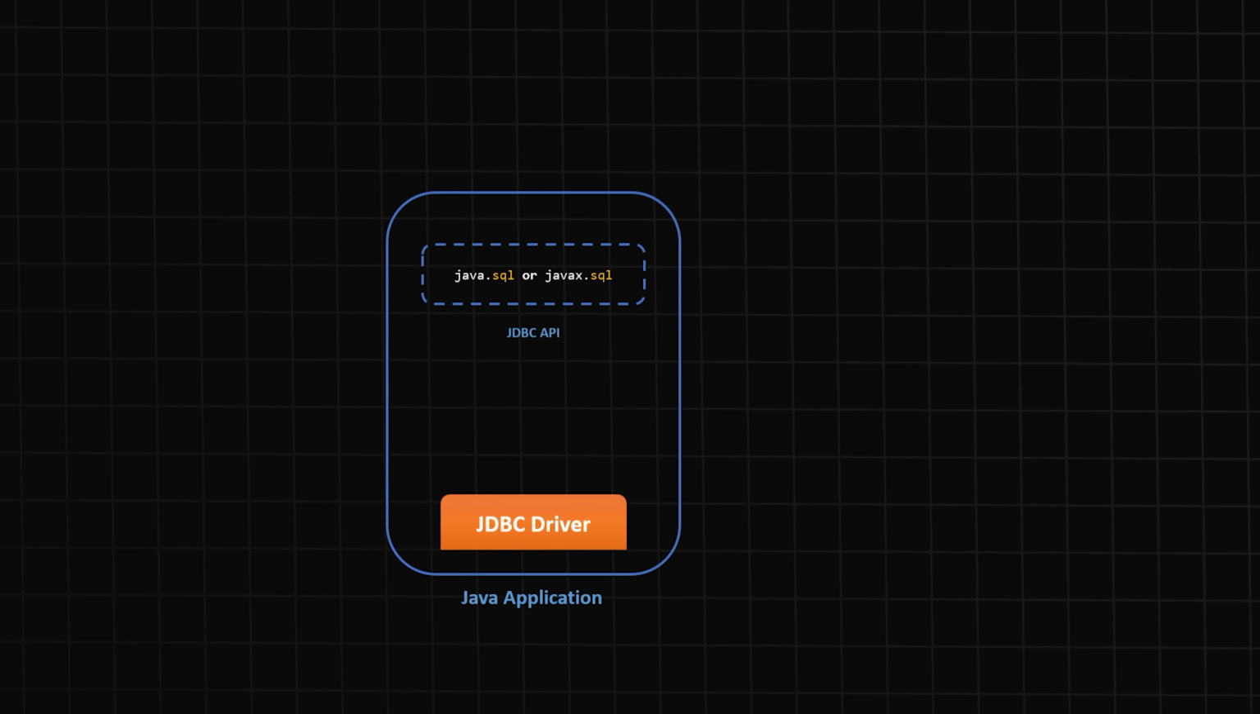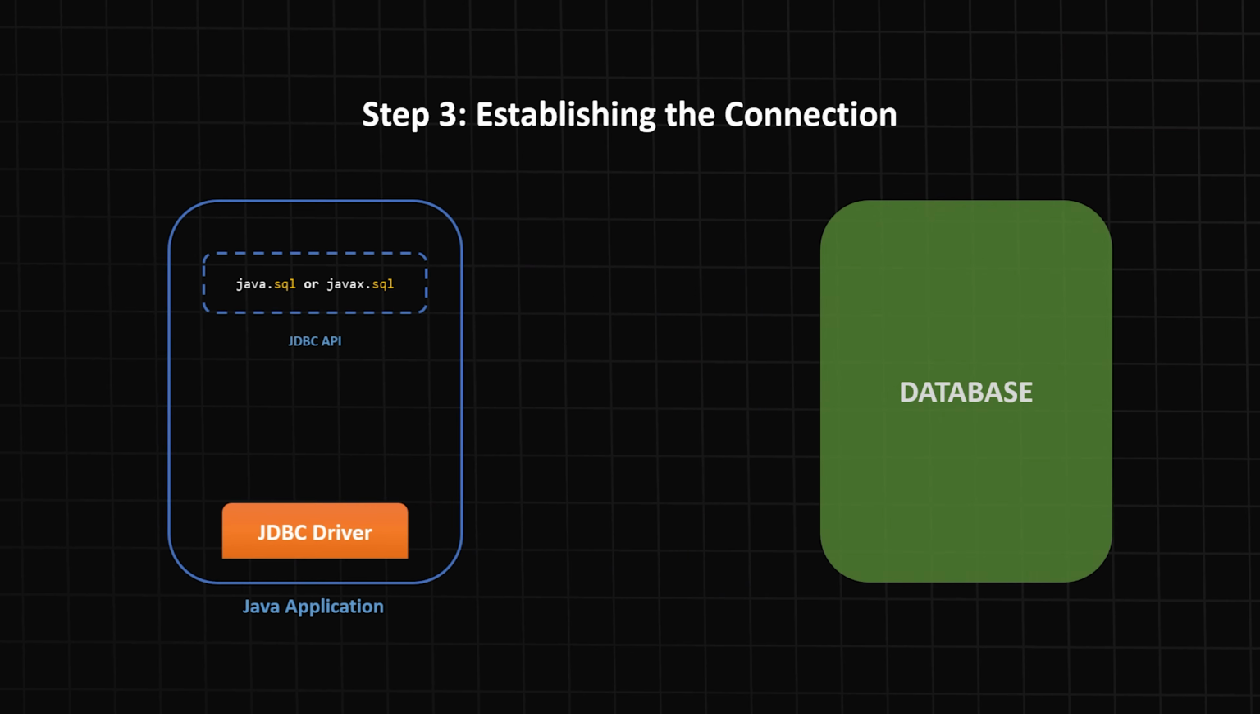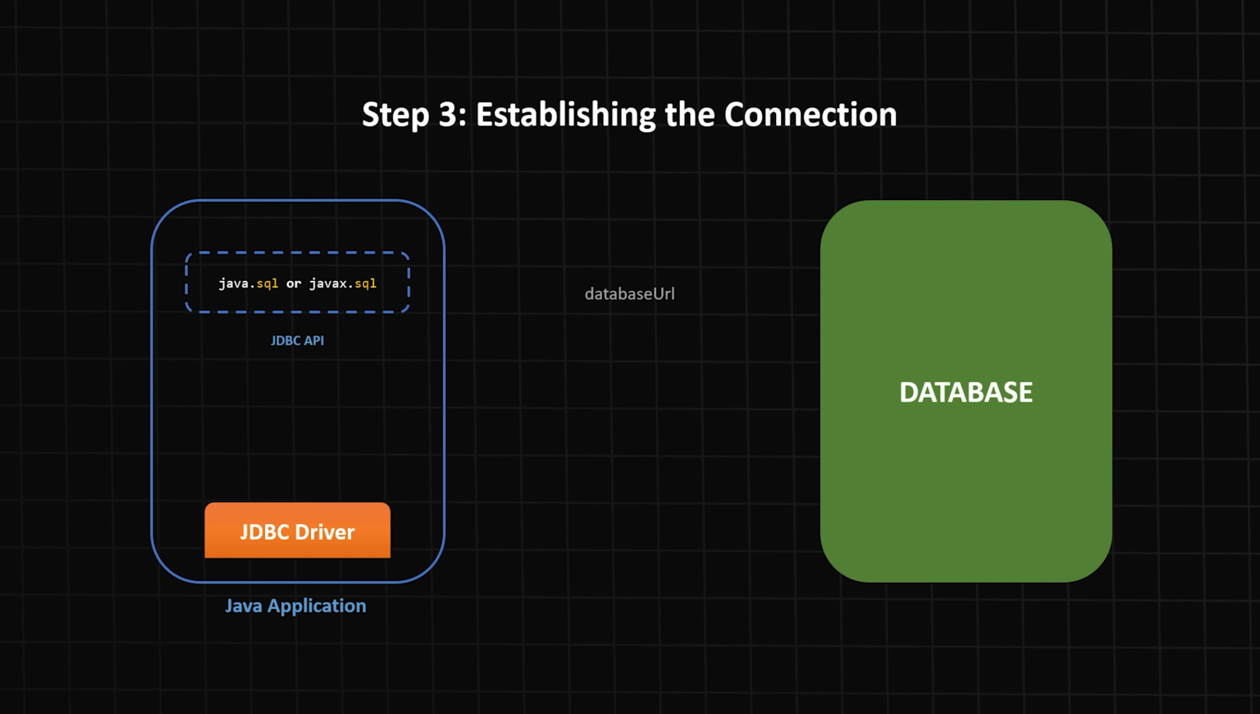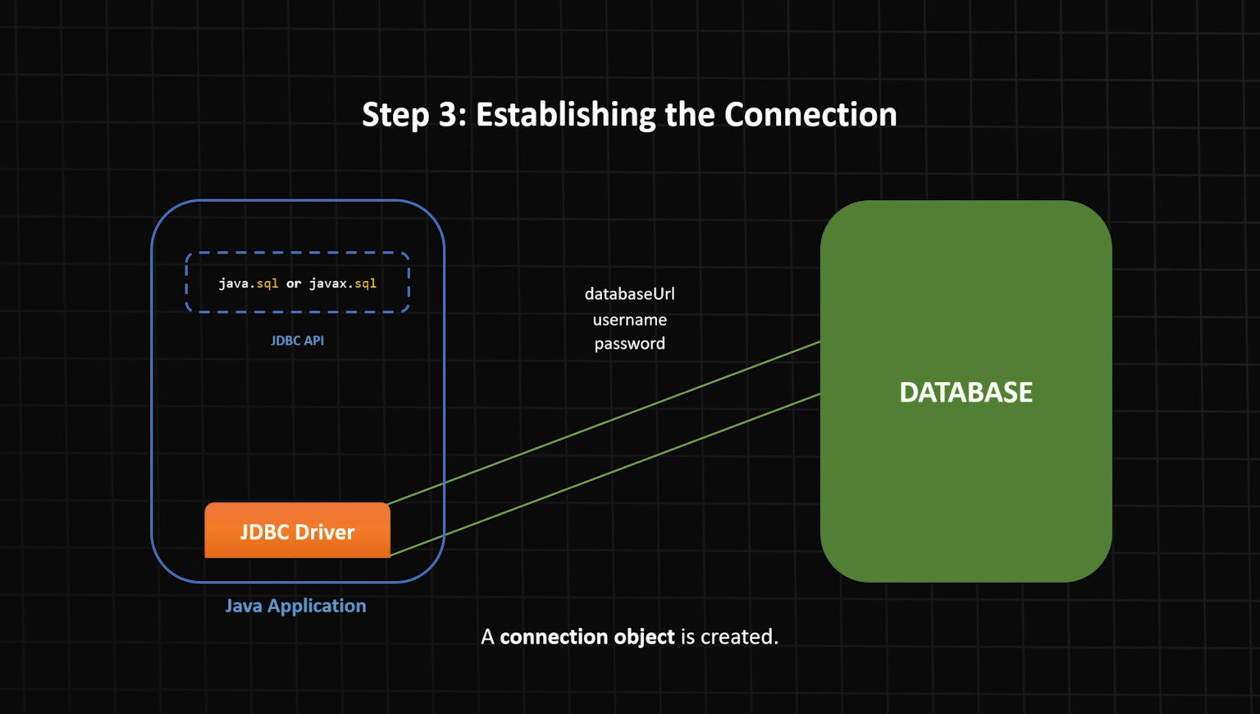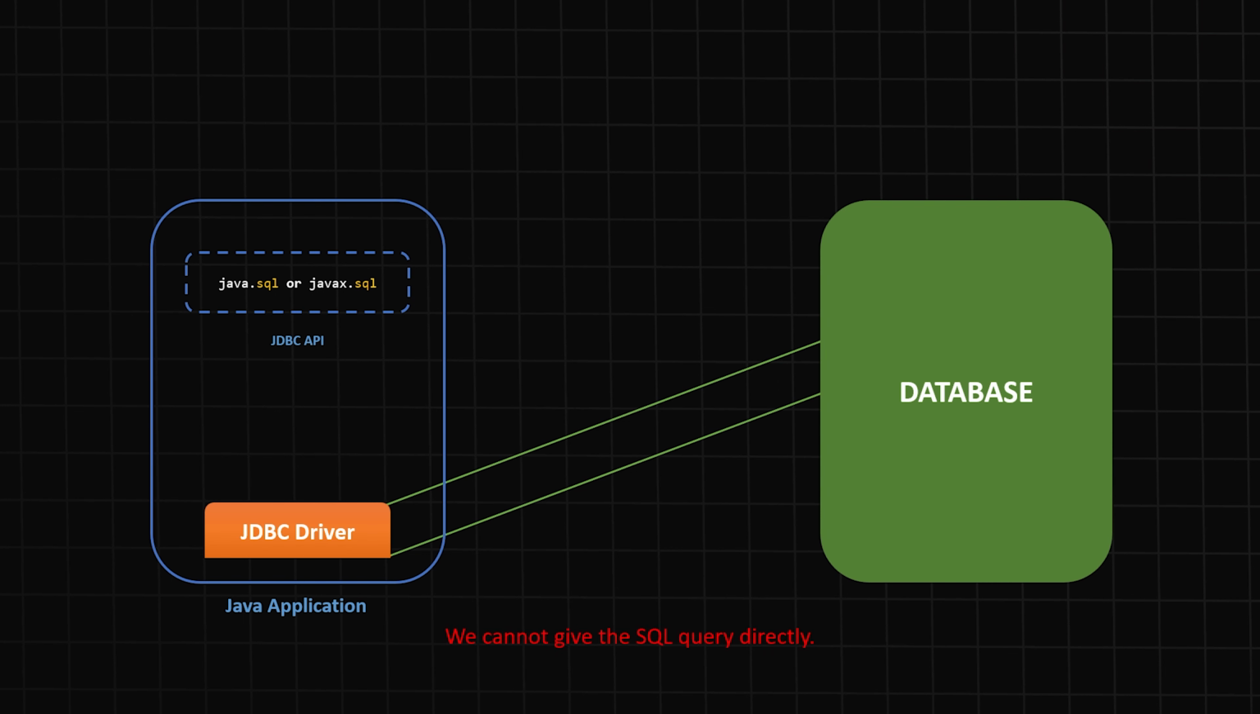Now the third step is establishing the connection with the database. Here we have to provide the database URL, username and password. If all the details are correct, a connection object will be created, and this connection represents a live link between Java and the database. Here, we can assume a path or a bridge between our Java application and database so that we can fire the SQL queries to the database and take the respective response. So, without a connection, we cannot send queries or retrieve the data. So, in this step, we have created our connection, right?